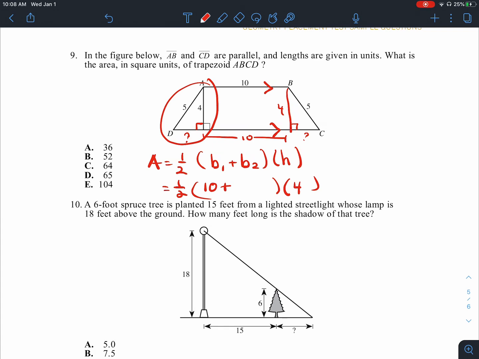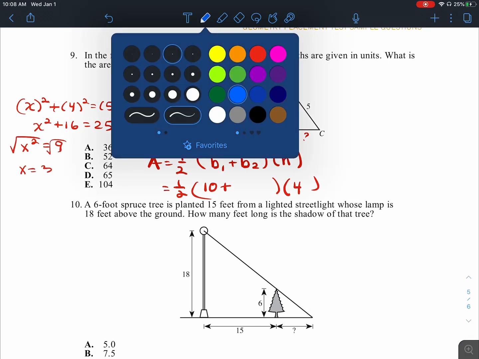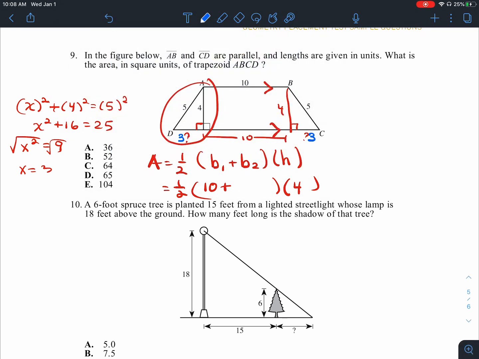Off to the side, I'm going to do x squared plus 4 squared. That should equal the hypotenuse 5 squared. If you're familiar with this, this is a 3, 4, 5 triangle, by the way. If you knew that, you wouldn't have to mess with what I'm doing here. This other leg is going to end up being 3. So if this leg is 3, that means this leg over here is 3. Then this whole base down here is going to be 16. If you plug that in, you get 52 units squared as the area of that trapezoid.